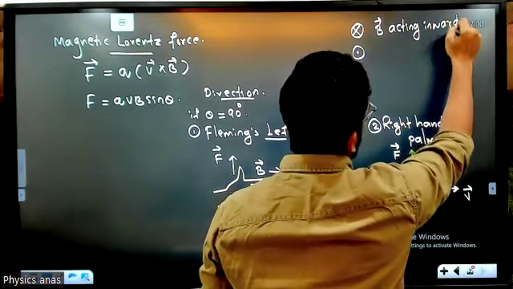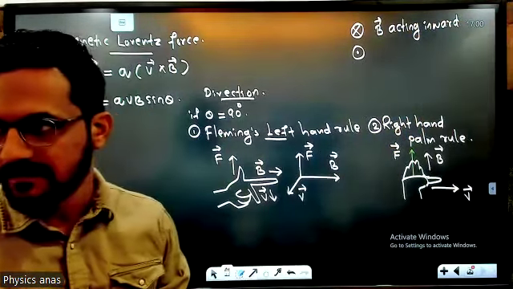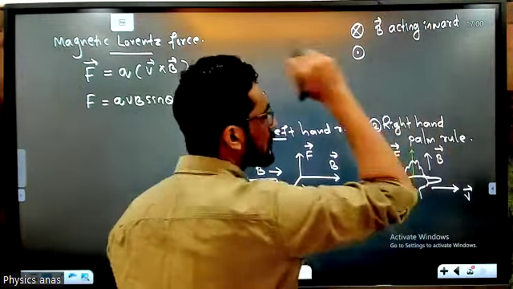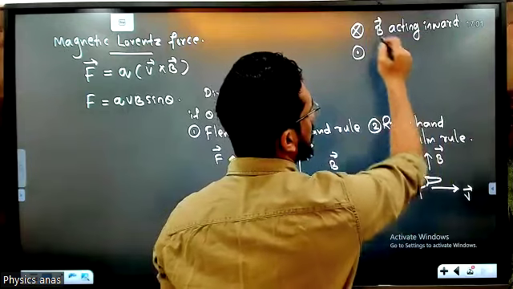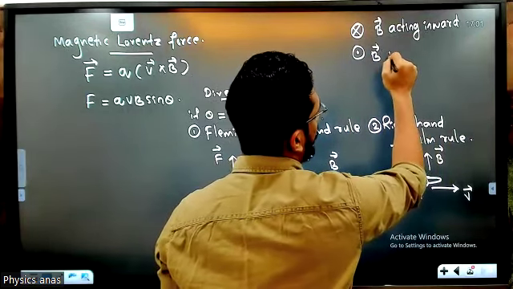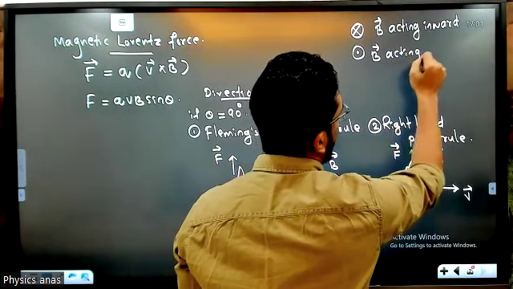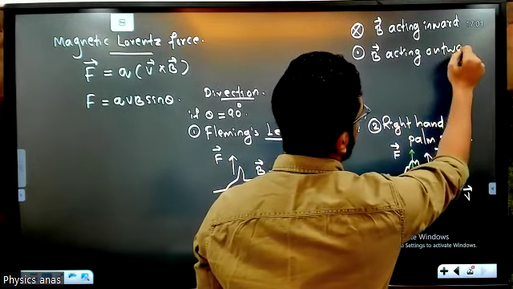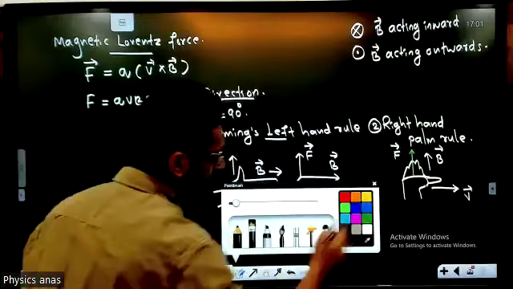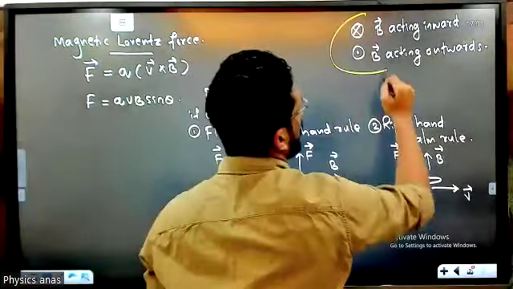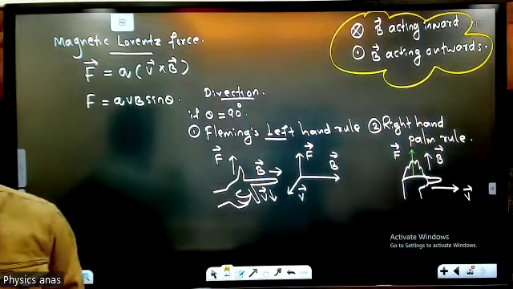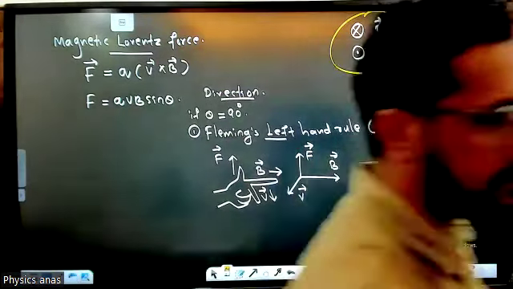This is a convention of direction. You have to remember that. Magnetic field acting inward is a cross, and a dot is representing magnetic field acting outwards. That's a point you have to remember. We can write a note.